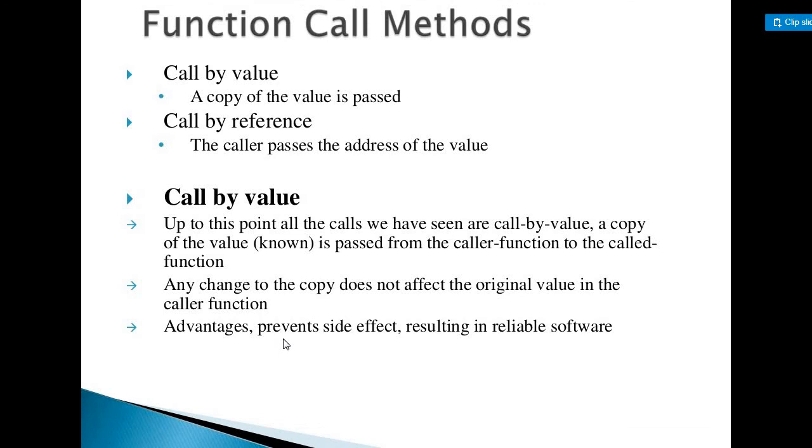Function call methods. There are two types. Call by value: a copy of the value is passed. Call by reference: the caller passes the address of the value. Up to this point, all calls we have seen are call by value. A copy of the value is passed from the caller function to the called function. Changing the copy does not affect the original value in the caller function. The advantage is that it prevents side effects, resulting in reliable software.